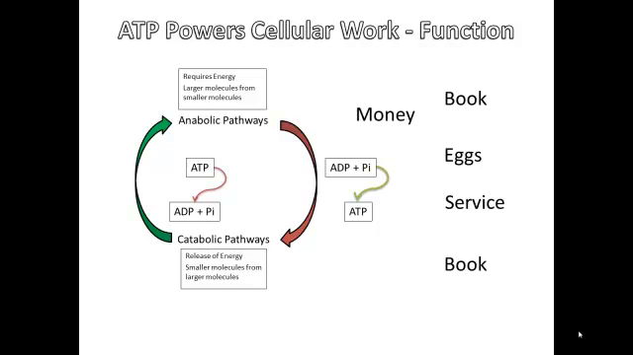See how much easier using money is? It's the same way for the cell. ATP can be used to power any anabolic reaction, and any catabolic reaction can be reused to regenerate ATP. Whereas some anabolic reactions may not play well with some catabolic reactions.